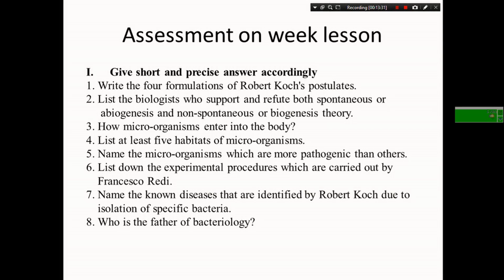Question 7, name the known diseases that were identified by Robert Koch due to isolation of specific bacteria. The last question is, who is the father of bacteriology? This is also a question which is related to the last lesson. So this is all about the week's lesson with related questions.